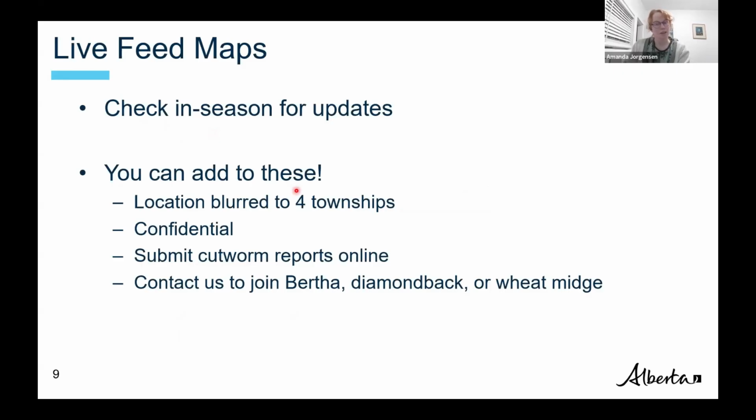And you can actually add to most of these. So for these maps, location is blurred to 4 townships. So we're not showing the exact location of the field where that monitoring is taking place. They're confidential. For the cutworm report tool, you can submit those reports online as you're doing that surveying or after.